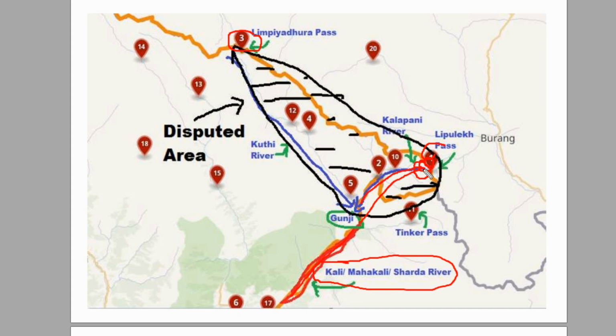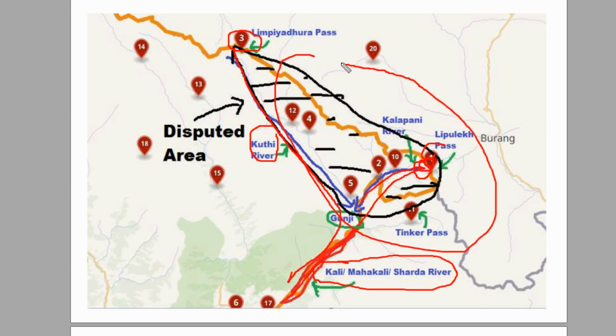Nepal says that no, this Kalapani river does not originate near the Lipulekh Pass. It originates from Limpiyadhura Pass. There comes a river, Kuthi river. Nepal claims that because this Kalapani originates from this area, now make this region the boundary and give this entire land to Sudur Paschim's Darchula district. So that is the conflict, and the whole area is disputed area. Now India has Lipulekh Pass, Limpiyadhura Pass, and Gunji. Gunji is the place where the Kuti river meets the Kali river.